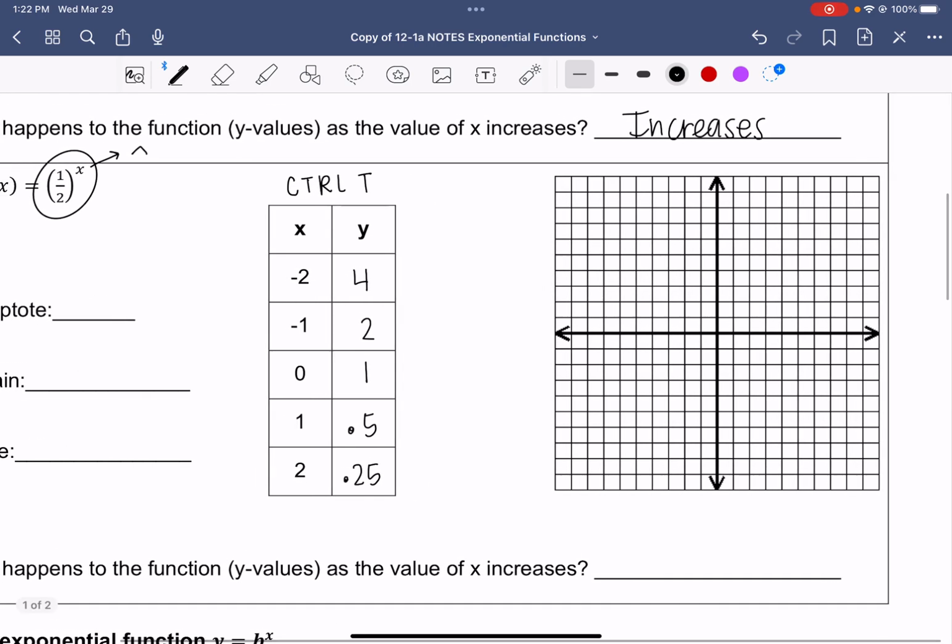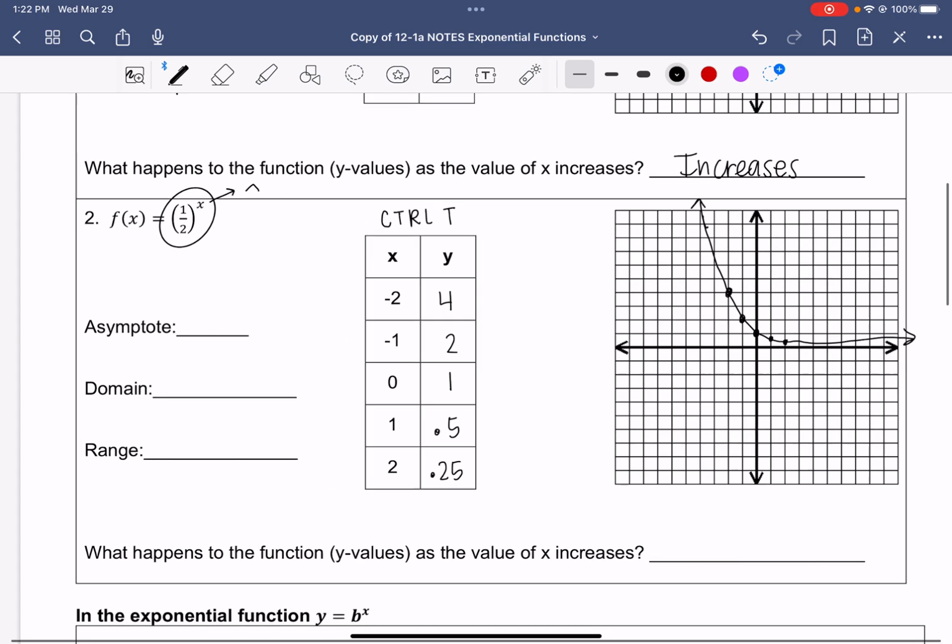All right, and then I want you to graph it. So -2, remember, we'll go to the left 2 and then up 4. -1, 2, 0, 1, 1, 0.5, my little guesstimate, and 2, 0.25. And then it flattens out. Forgive me for my graph.